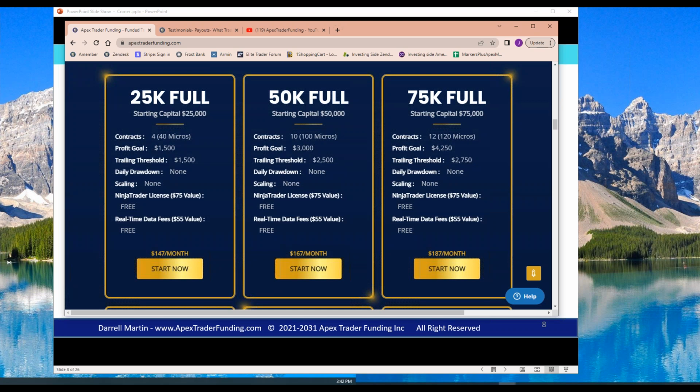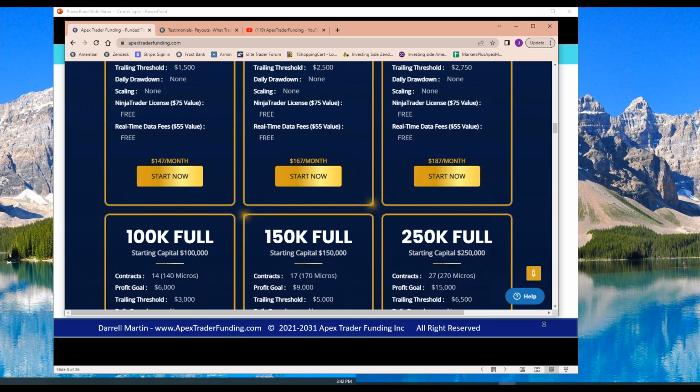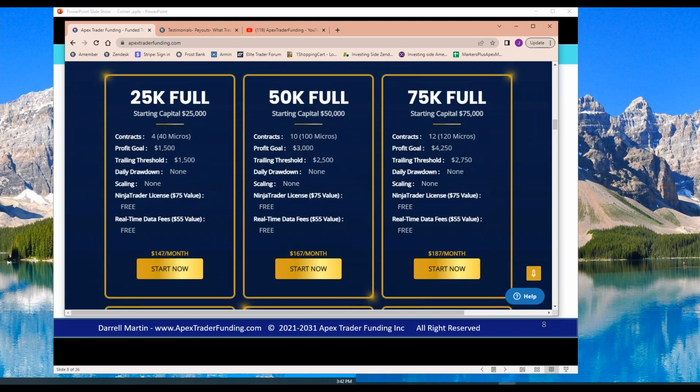But again, accounts anywhere from 25,000 up to 300,000 and everything in between. I know Marcus talked a little bit about some of this. He talked a little bit about the 50K account, which is our most popular account. How do you pass this one right here? What does all this mean? Well, for example, on this 50K account, you can trade up to 10 mini contracts, or 100 micros, okay?